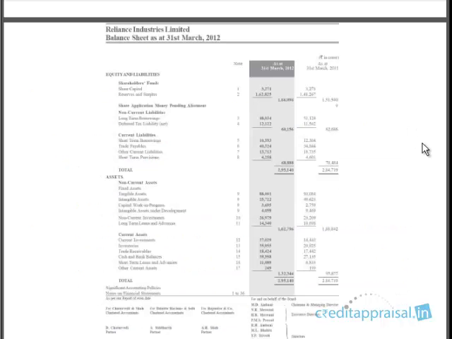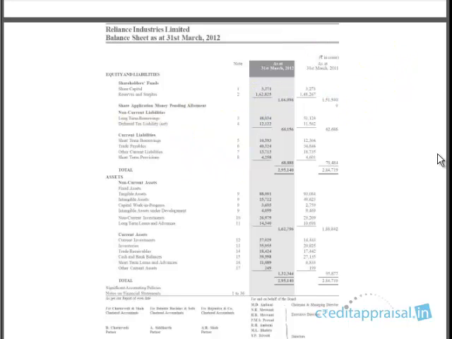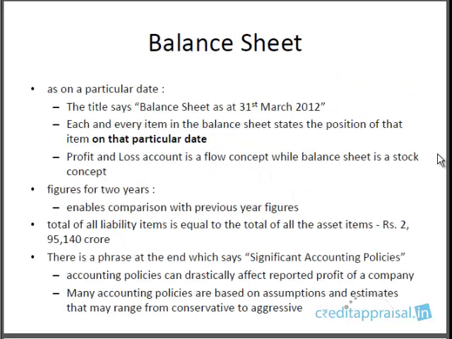So here also we have figures for 2 years. One is 31/3/2012, and in the next column we have 31/3/2011. So figures for 2 years are available. This enables us to compare the position of the company vis-a-vis the previous year.